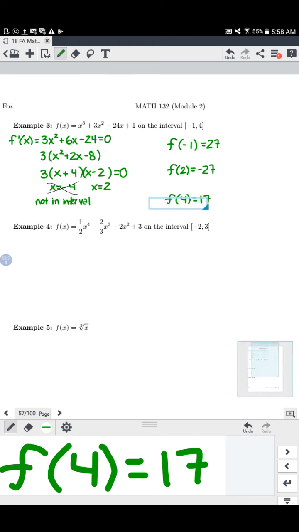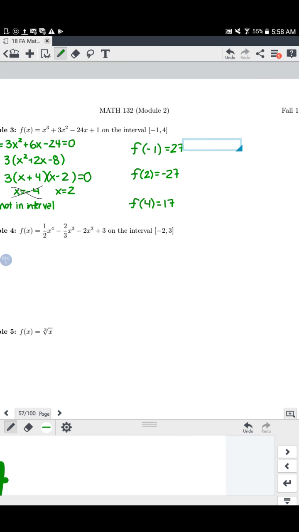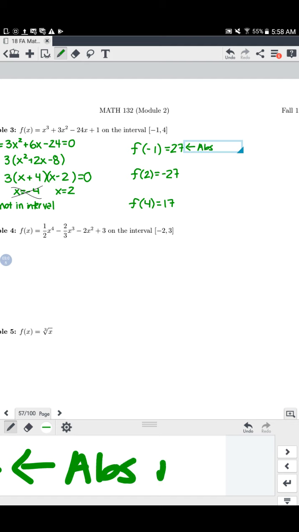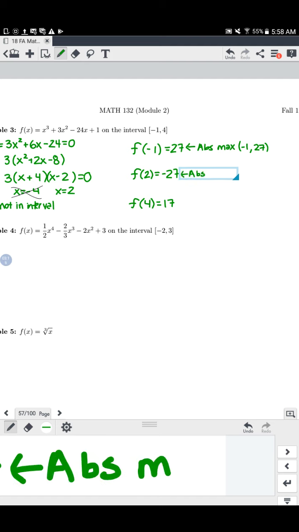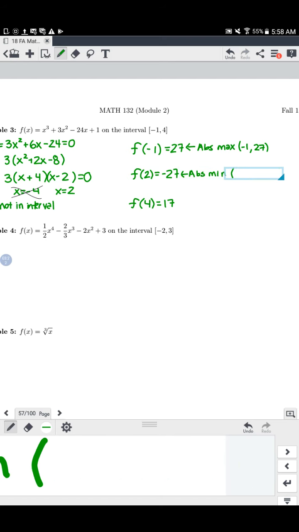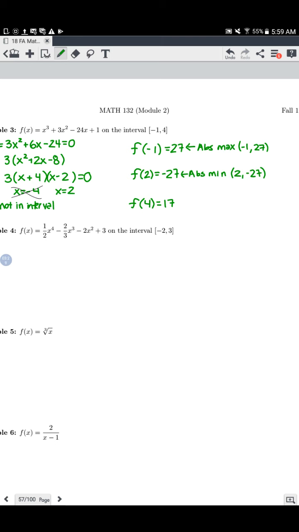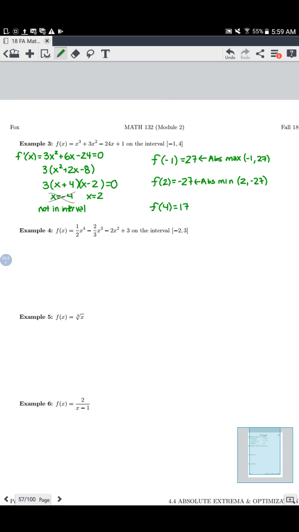So my absolute max is definitely up at 27. Absolute max, the point would be -1, 27. And my absolute min is actually at my critical number. So all you do is take your endpoints and compare only the critical numbers in between. So this is the first one we've had to exclude one of our critical numbers. But now we've solved the problem.